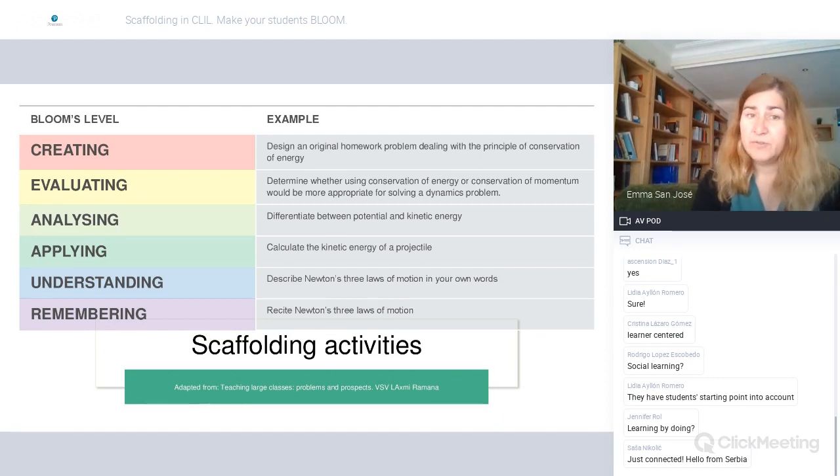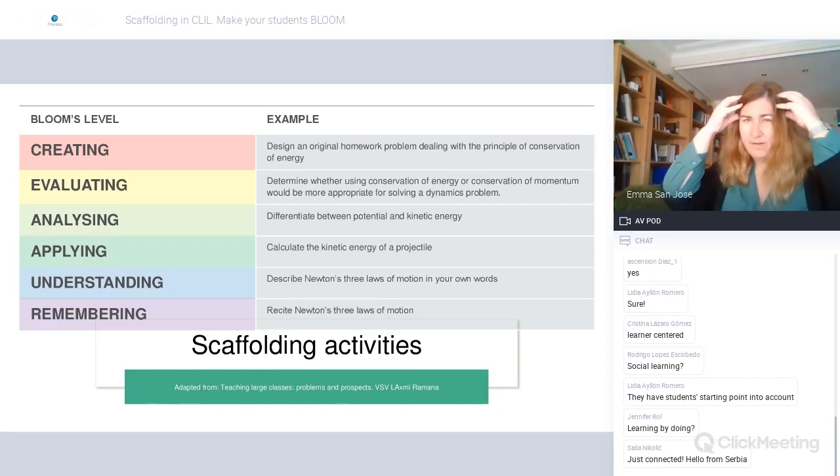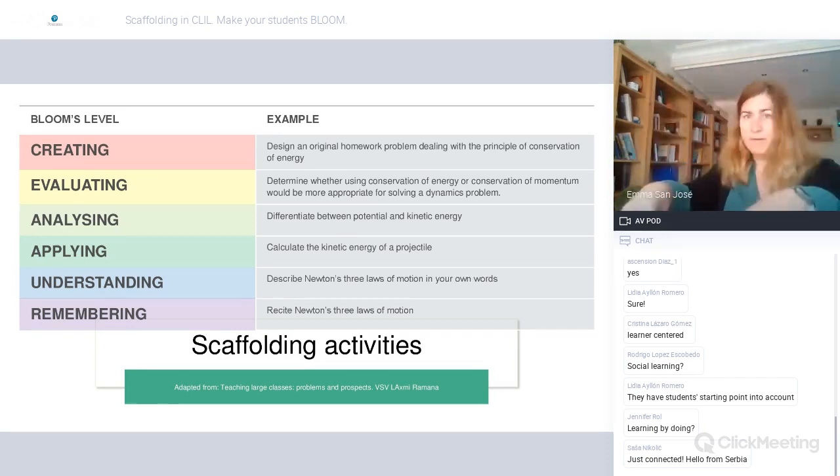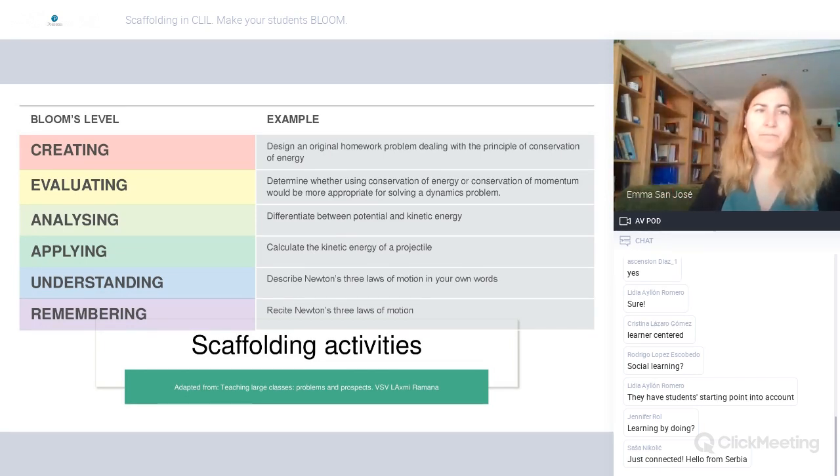I have understood the motion laws. Now I'm going to apply them, okay? In a problem, simple. So we've got a project out here. We're going to calculate the kinetic energy. Okay, I have that in my brain. I understand how to use it. Here, I use it. Okay.